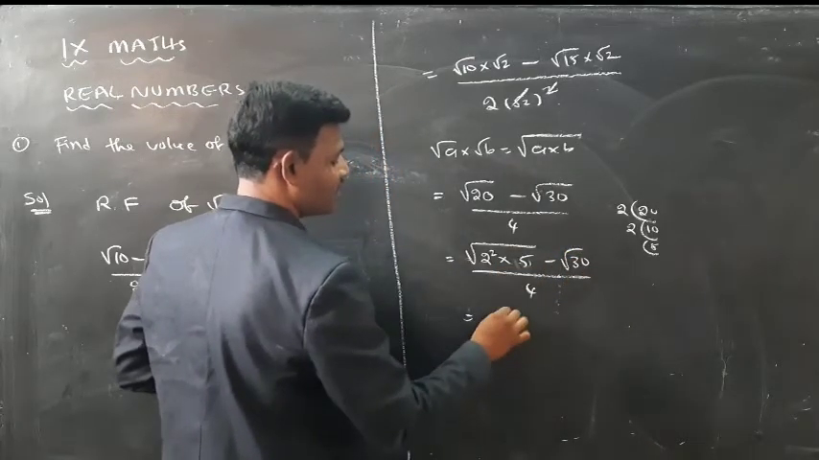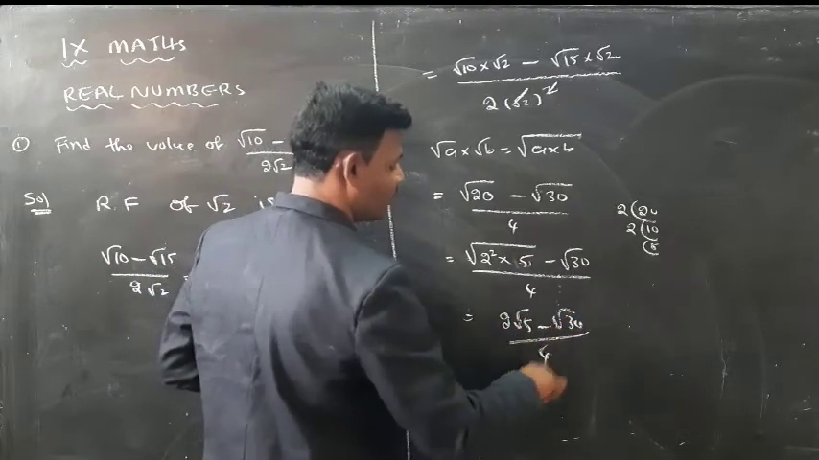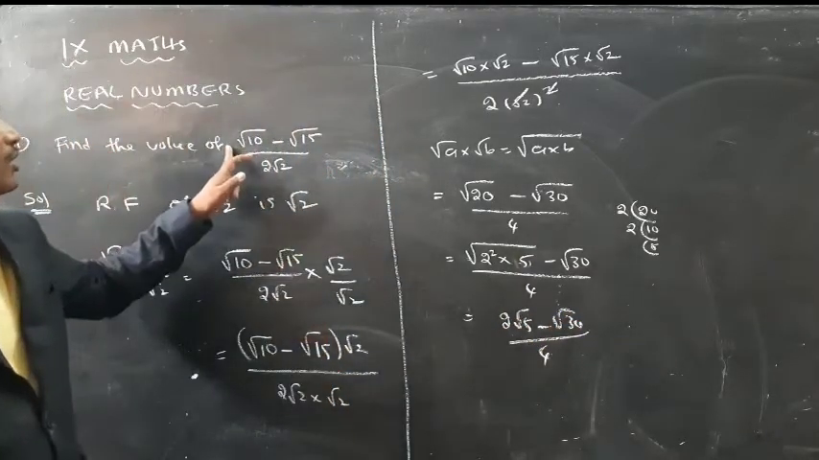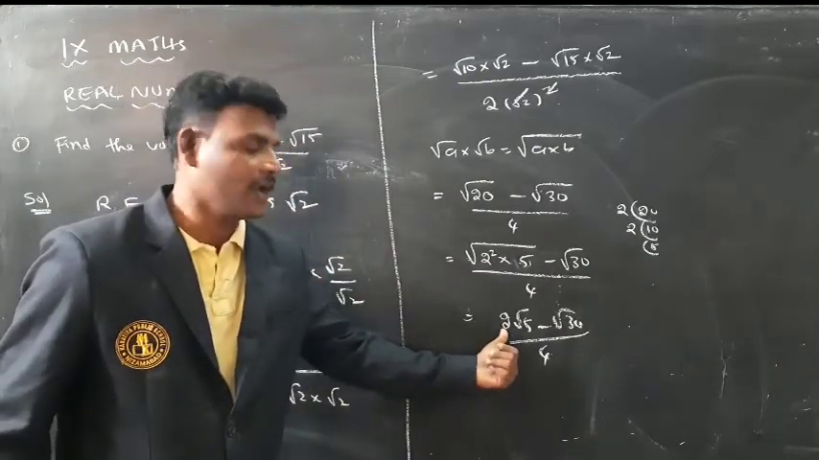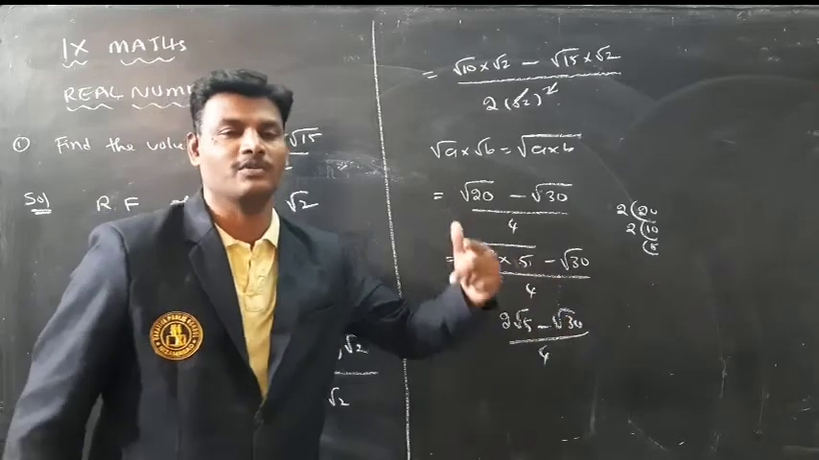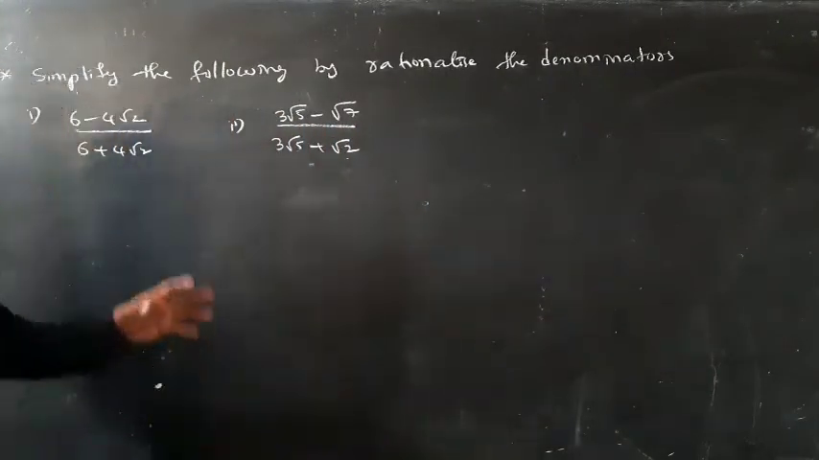So what is the final answer? 2 root 5 minus root 30 by 4. So the value of (root 10 minus root 15) by 2 root 2 is (2 root 5 minus root 30) by 4. So 9th class students, here another question.